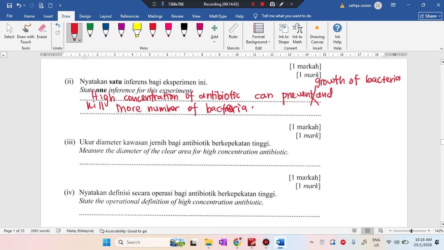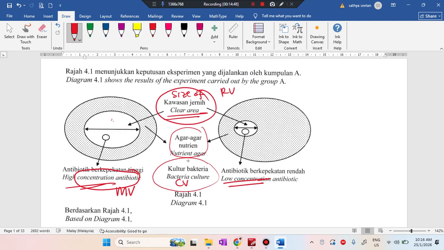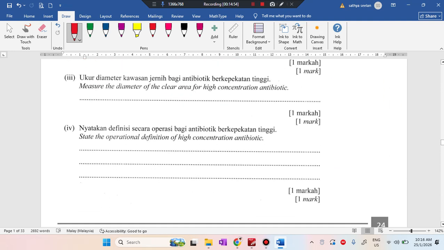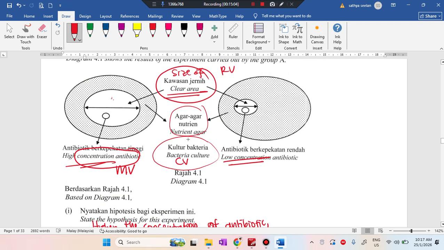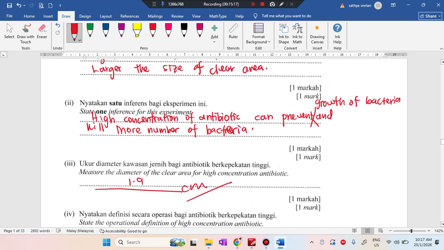Okay. You measure the diameter of the clear area of high concentration of antibiotic. Okay, measure je lah. This one very free mark. Measure using your ruler, your own measurement lah. Put centimeter. You measure the area, you start from here until here. 1.9, it depends on the printing lah. Okay, 1.9 centimeter. Only the first one because they tell about high concentration.